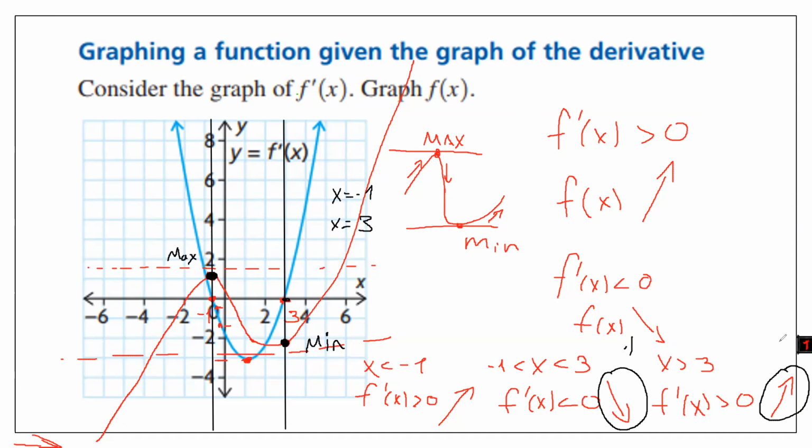Because of the direction of a function. Direction is connected to the sign of the derivative. Negative sign of the derivative stands for decreasing. Positive sign of the derivative stands for increasing.